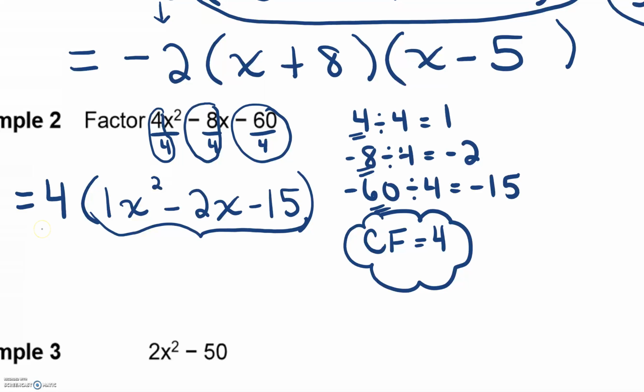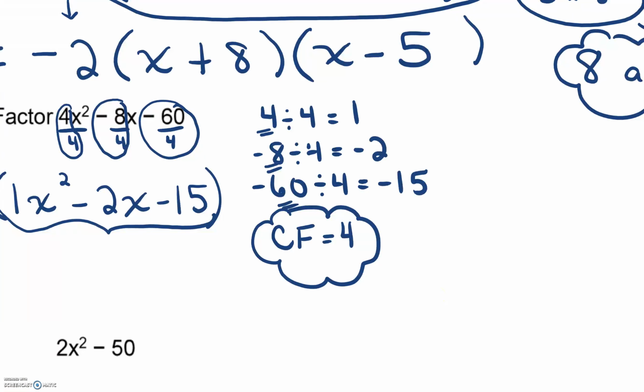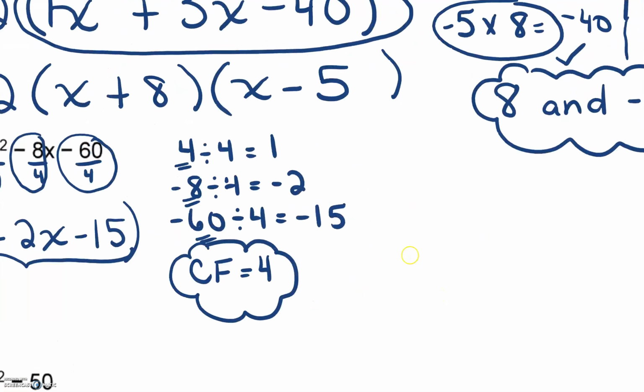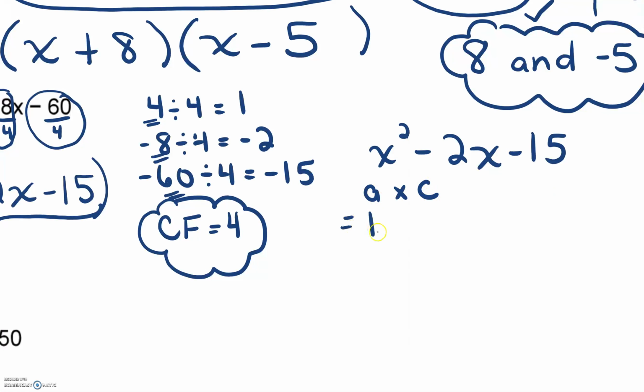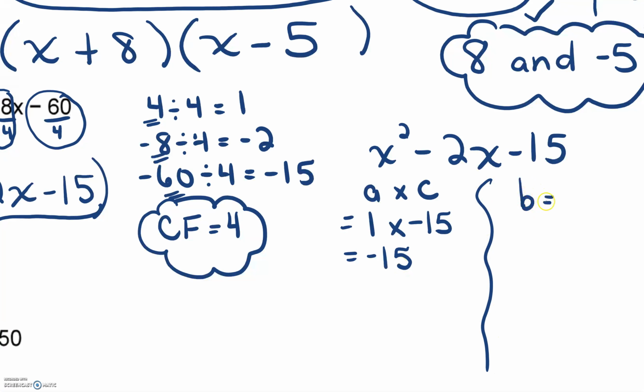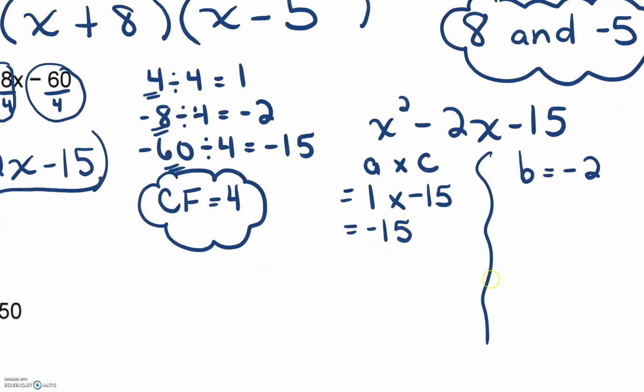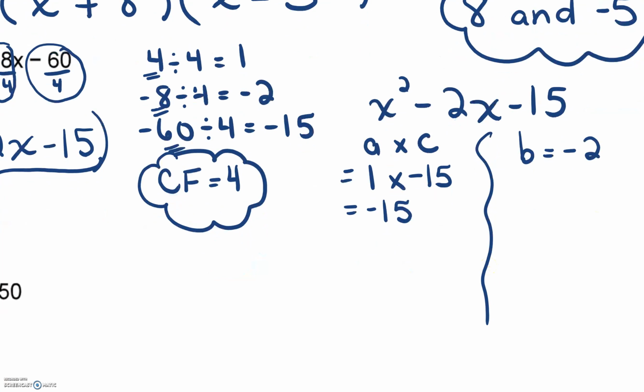So we'll go ahead and do our AC times B, because there are 3 terms, and we need to factor that. So I'm going to rewrite x squared minus 2x minus 15. This is the one that I want to factor. So my A times my C is equal to 1 times the C value, which is negative 15, and that's equal to negative 15. We'll do our little chart. Our B value is negative 2. Don't forget to put the negative, otherwise it'll change stuff.